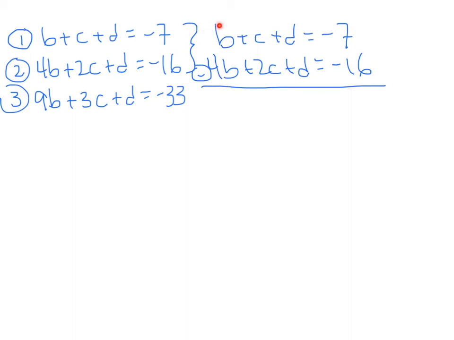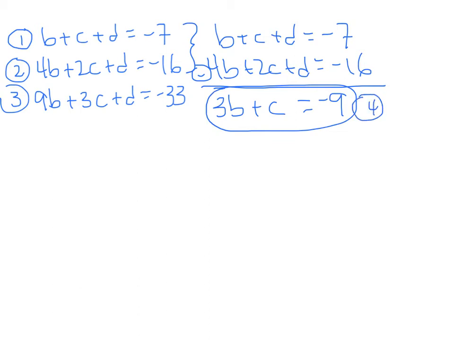So I'm going to do 4b minus b. Instead of b minus 4b, I'm going to do 4b minus b. I can do that as long as I do 2c minus c, d minus d, and negative 16 minus negative 7. So as long as I do it with all of them, it's fine. 4b minus b is 3b. 2c minus c is c. D minus d is 0. And now it will equal negative 16 minus negative 7, which is negative 9. Okay, this is my first equation with two unknowns, and so I'm actually going to call this equation 4.